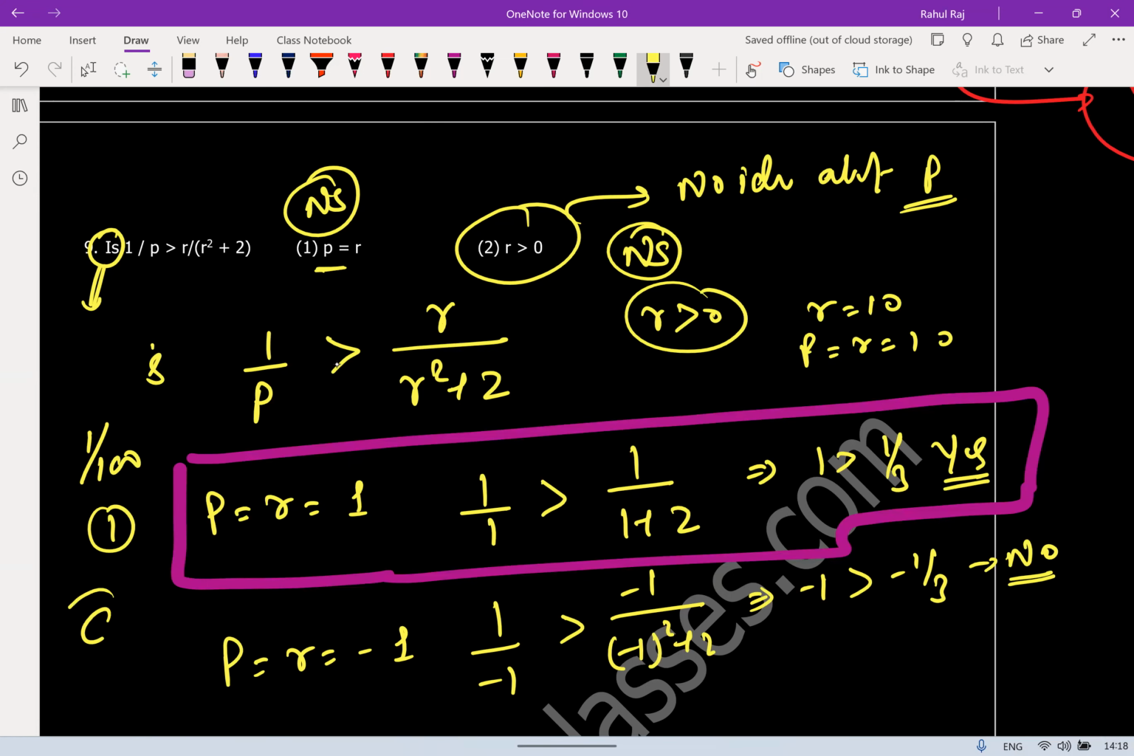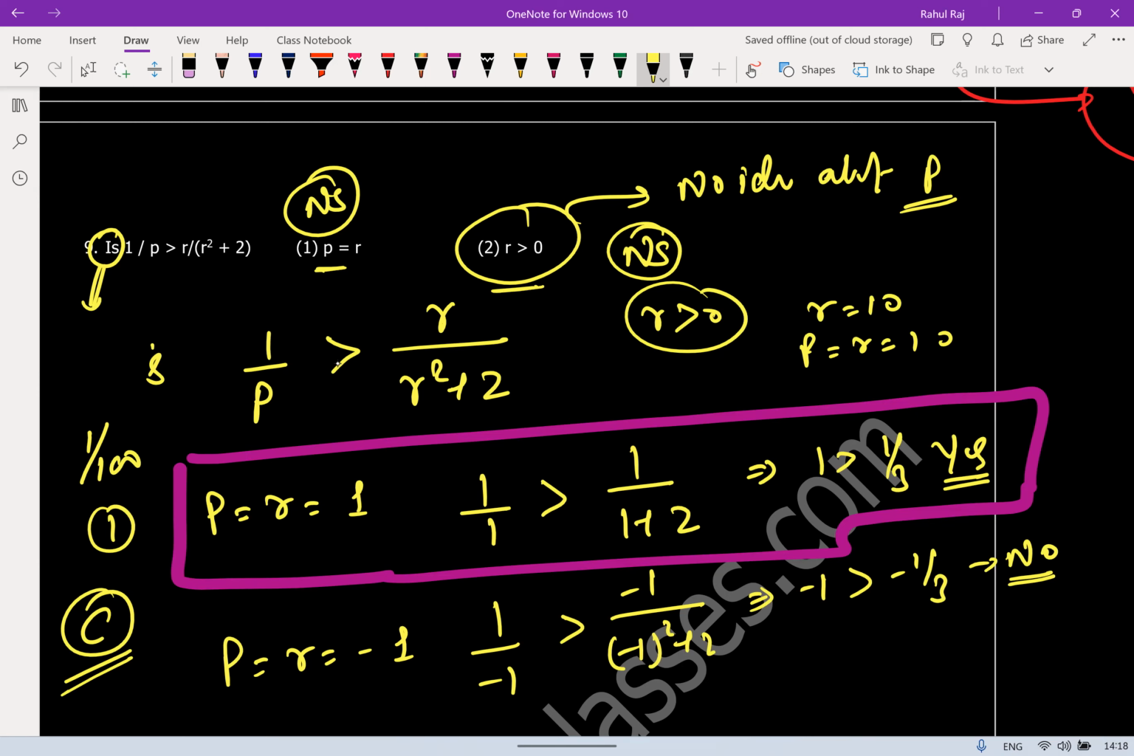Anyone, any doubt over here? Yes. Any problem? Sudarshana? Rahul: please explain the second statement once again.